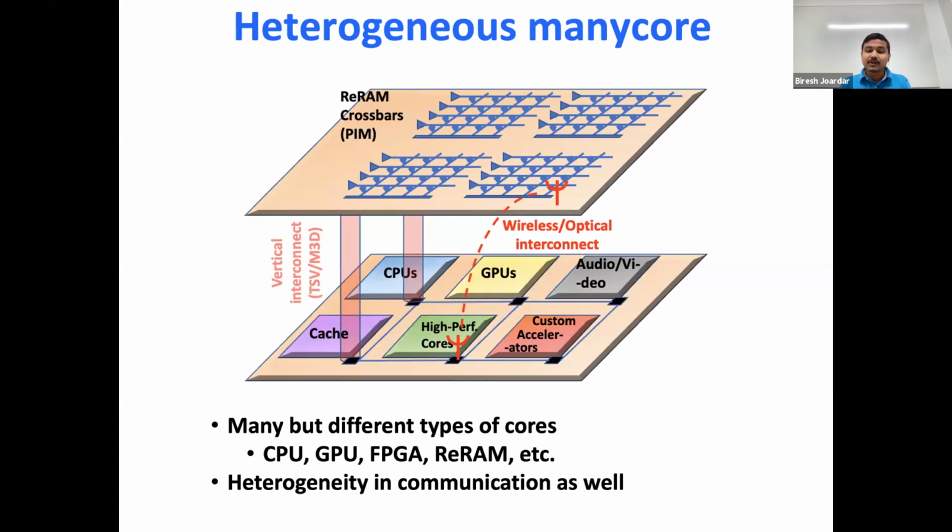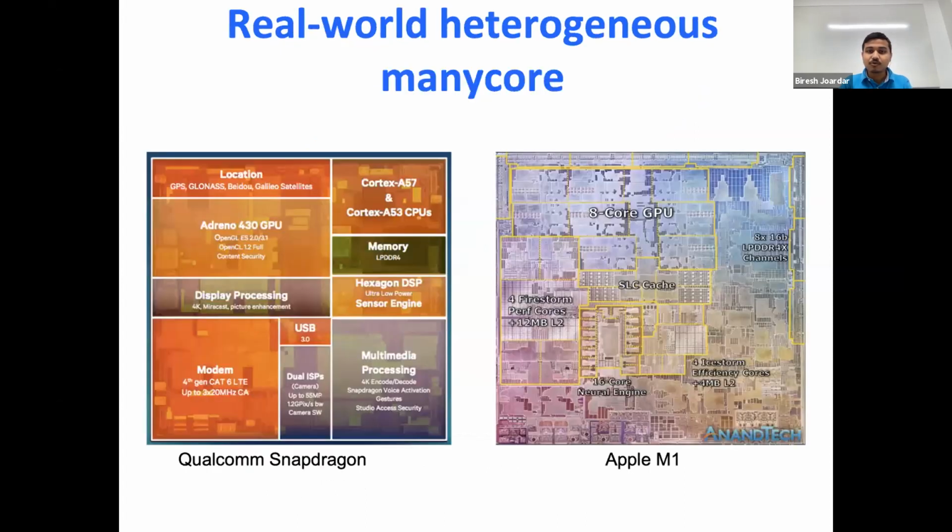We could also have heterogeneity not only in the cores, but also in the communication infrastructure. So typically each core is connected using metal wires, but you could also be more creative and use vertical interconnect, wireless, optical. So we could also have heterogeneity in communication, and heterogeneous many core architectures are also very common in the market. 2 real world examples of heterogeneous many core.